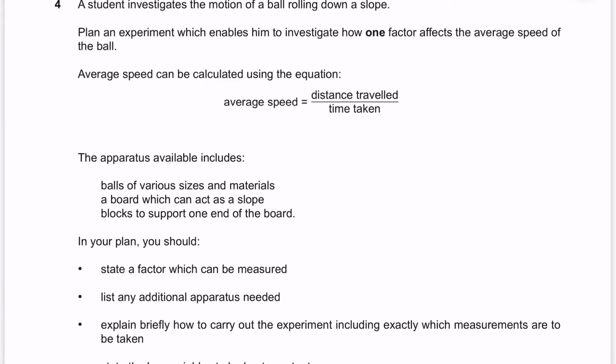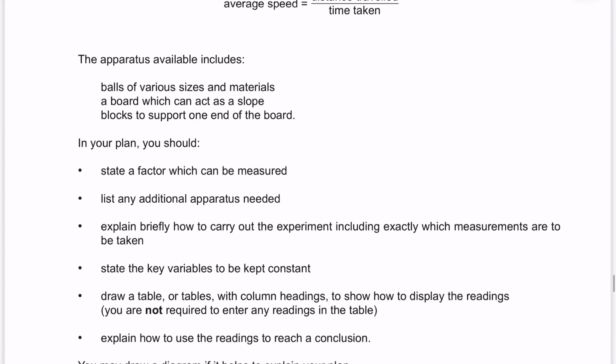In your plan, you should state a factor which can be measured. List any additional apparatus needed. Explain briefly how to carry out the experiment, including exactly which measurements are to be taken. State the key variables to be kept constant. Draw a table or tables with column headings to show how to display the readings. You're not required to enter any reading. Explain how to use the readings to reach a conclusion. You may draw a diagram if it helps to explain your plan.